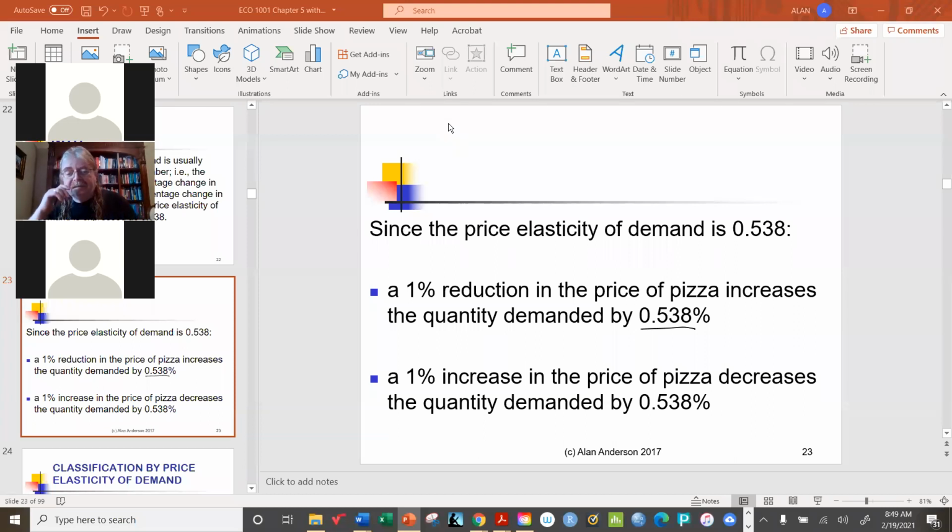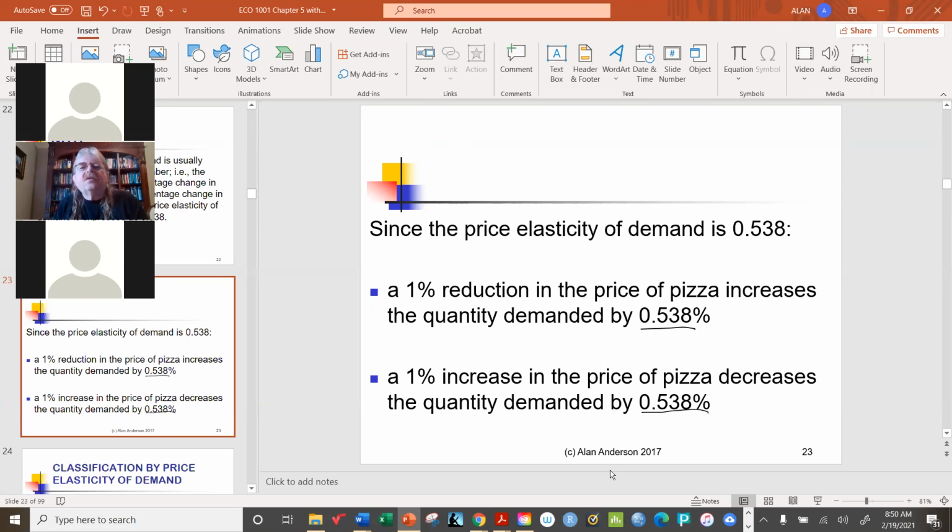So anyway, and then the opposite is true. For every 1% increase in the price, oh, actually, this is the decrease. If there's an increase in the price, then the quantity demanded should drop by 0.538%.